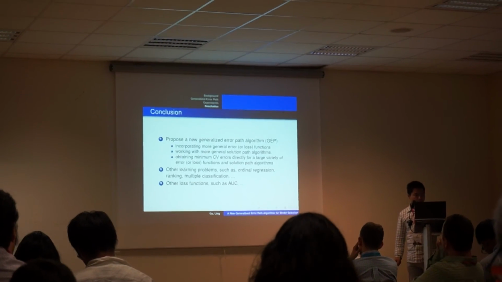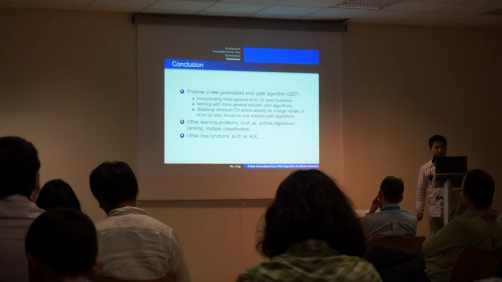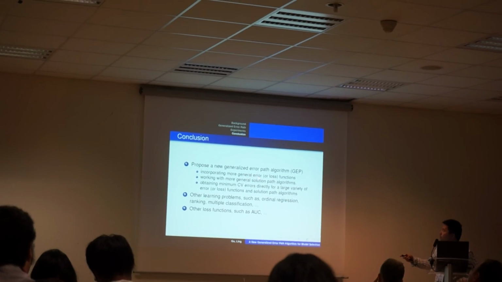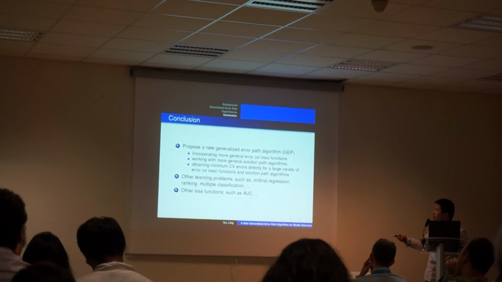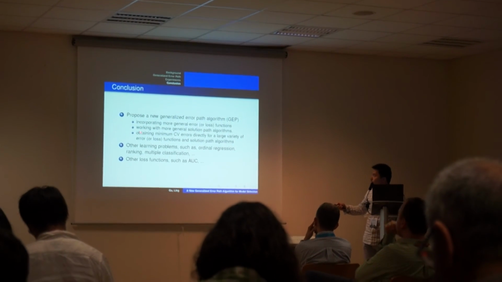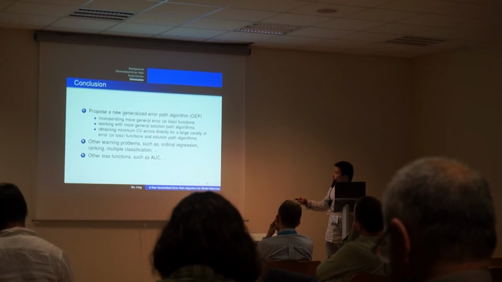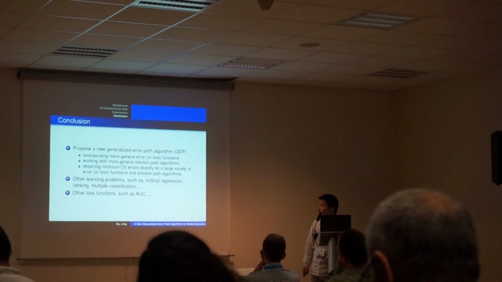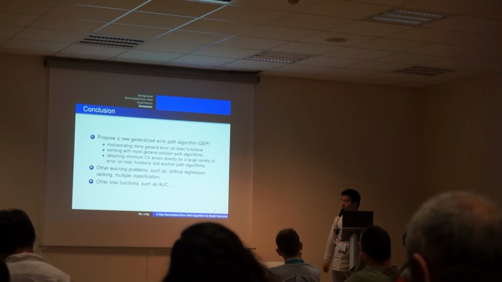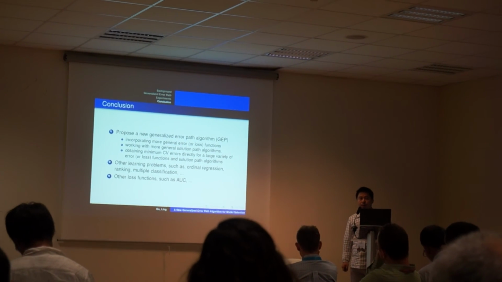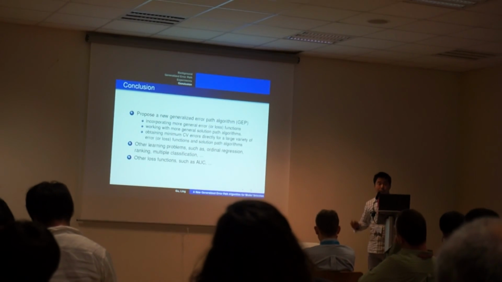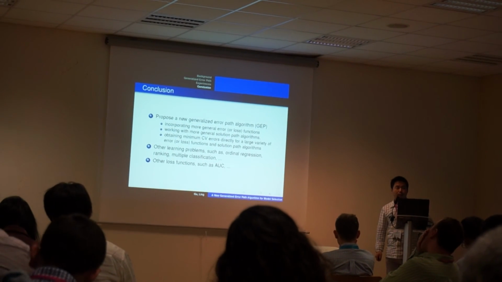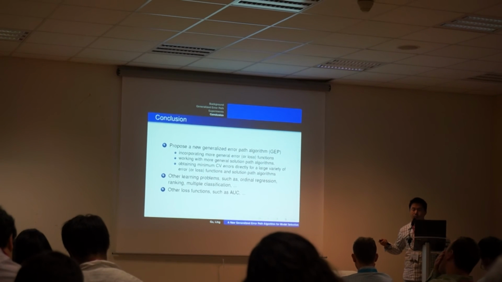So in conclusion, we propose a new generalized error path algorithm, and it can incorporate more general error functions, and it can work with more general solution path algorithms. And most importantly, it can obtain the minimum cross-validation error directly for a large variety of error functions and solution path algorithms. In the paper, we also discuss our algorithms on other learning problems such as ordinal regression, multiple classification, or ranking. And if the error path on these learning problems is available, our general error path can work on these problems.